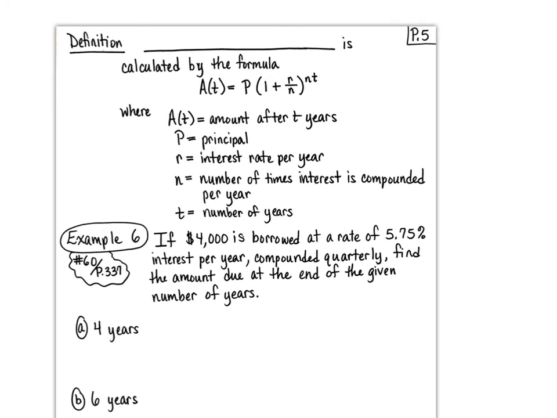Let's start with the definition. Compound interest is calculated by the formula A of t equals P times the quantity 1 plus r divided by n, raised to the n times t, where A of t is the amount after t years, P is the principal, r is the interest rate per year, n is the number of times interest is compounded per year, and t is the number of years. This is the formula for compound interest. You'll need to know that. Let's look at an example.